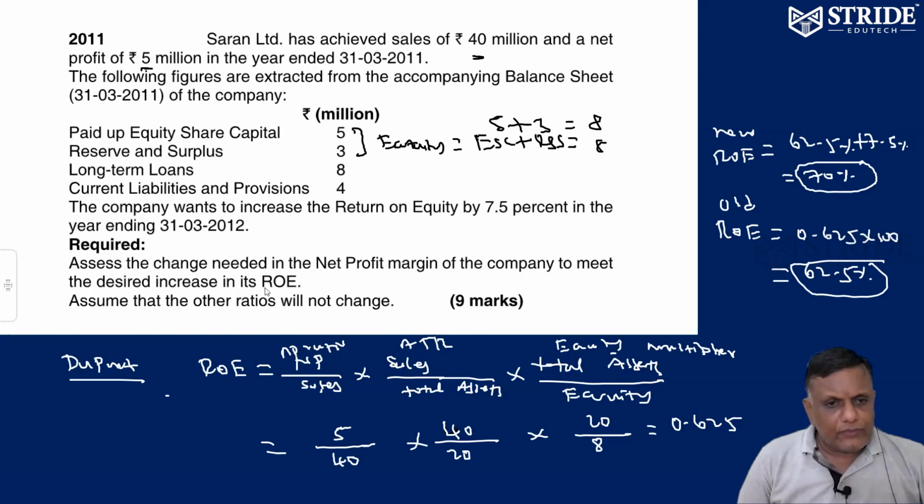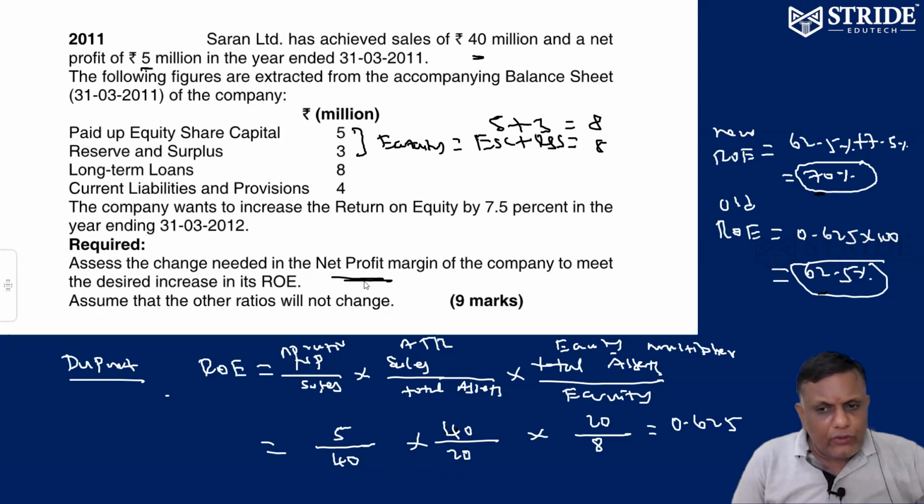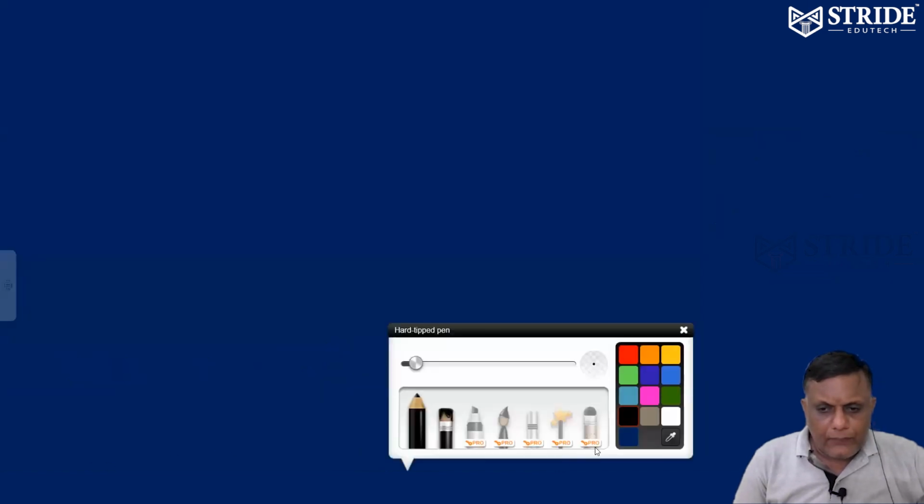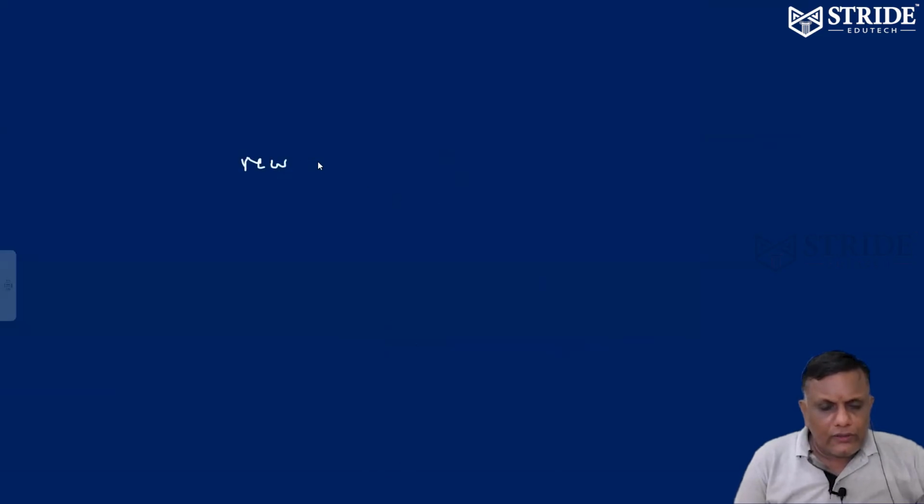So the question is, what is the desired increase in ROE? On 7.5, the new ROE is going to be 70%. If you want to increase the existing ROE from 62.5 to 70%, definitely NP is also going to change. How much does NP have to change so that we can get 70% here? Very simple idea, right? The new ROE I'm supposed to get is 70%.